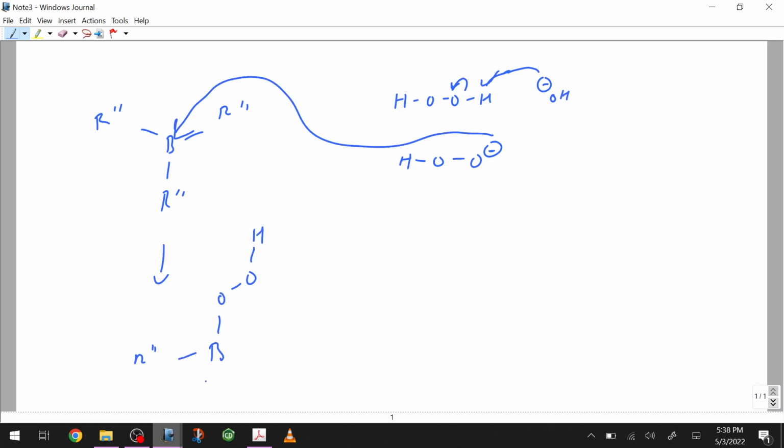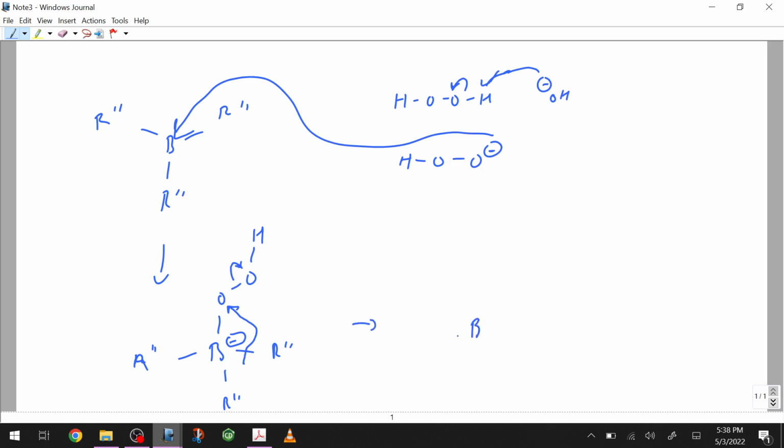It's tetrahedral. I'm just going to draw it as if it's flat for the moment, just to make life a little simpler. And I now have a negative charge here. So what occurs next is a rearrangement. And that is one of the R groups is going to shift downward to the oxygen, but it's taking its pair of electrons with it. Then that's going to displace hydroxide. So what I'm going to get is this.